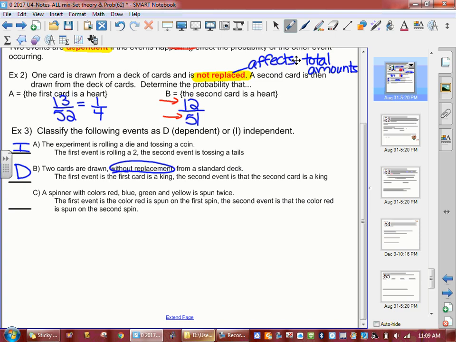C, you've got a spinner. Yeah, you've got a fidget spinner here. The first event, the color is red, and the second event, the color is red. So you spin red once, spin red again. Well, even though it's the same color, does you flicking that spinner and flicking it a second time affect each other? No, they don't affect each other. They are independent. The only time it's going to affect it is if the total is changed. So, if the total amount is changed somehow.